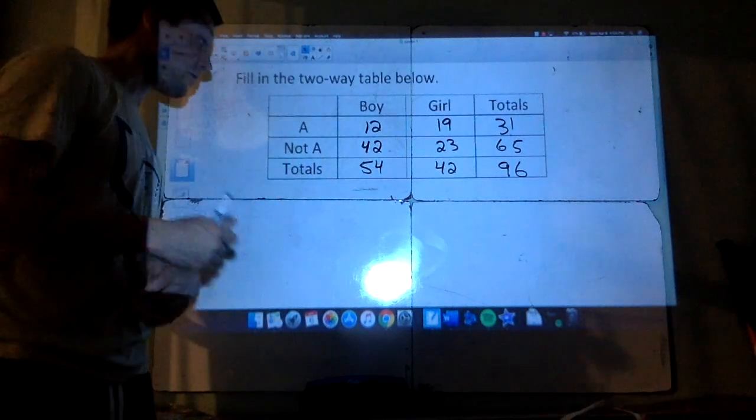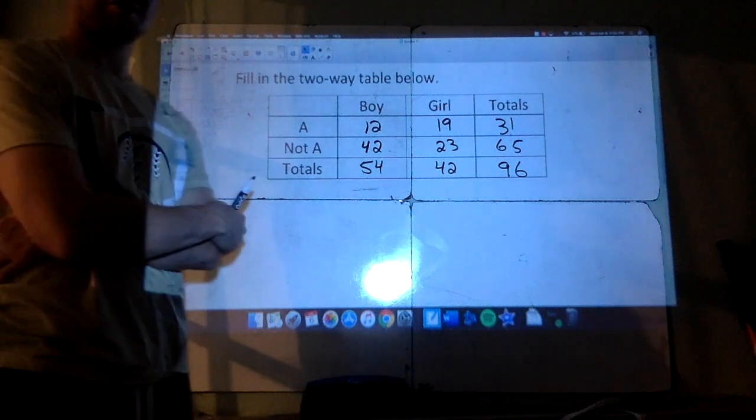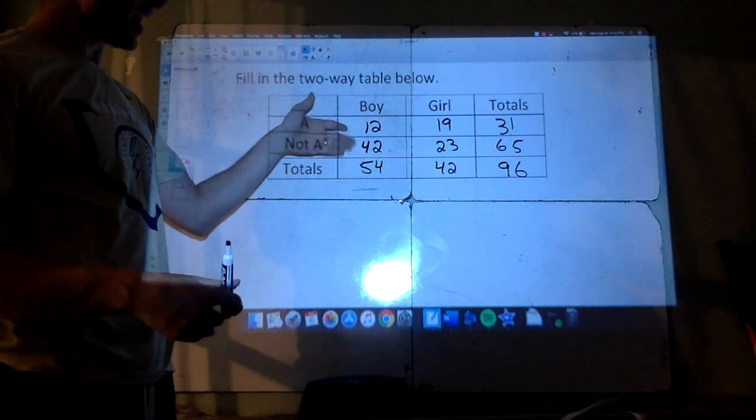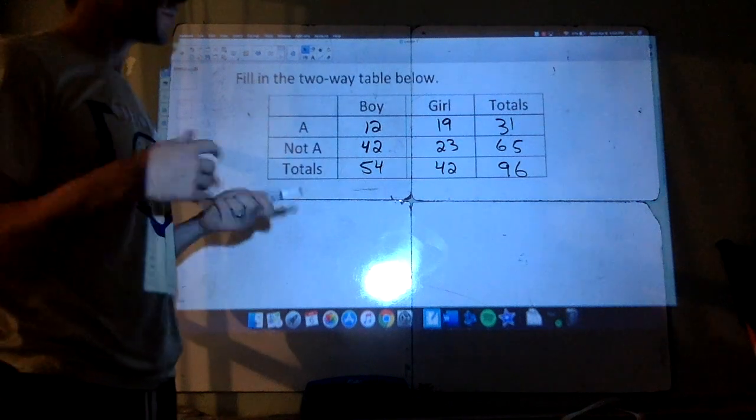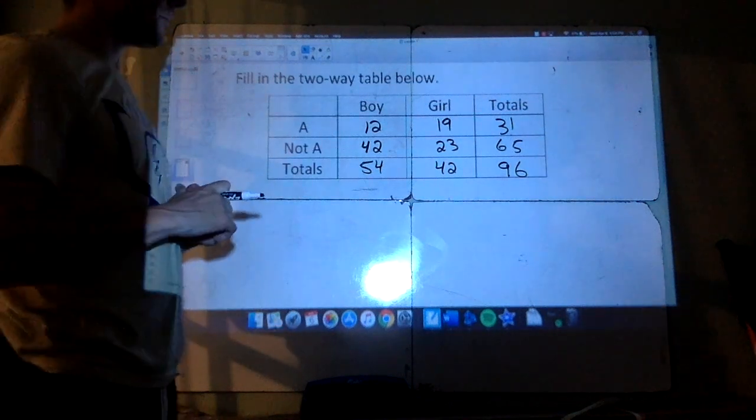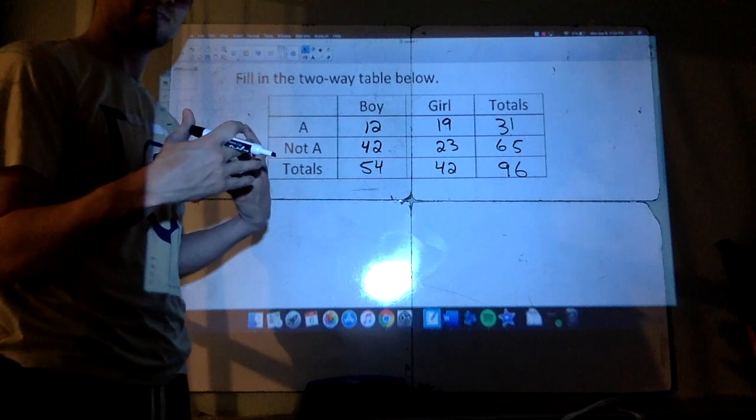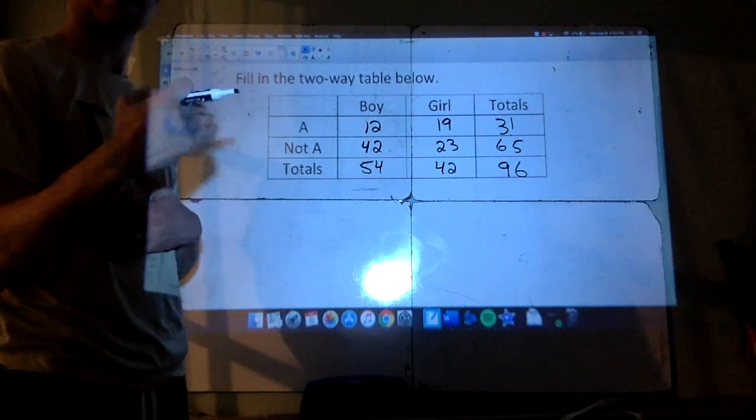Alright, so here's what I got for mine. Let's check it with yours. What you're doing is you just need each column, these two need to add to 54. So another type of question, going to some advanced thinking here, is it would say, are boys more or less likely to get A's than girls?